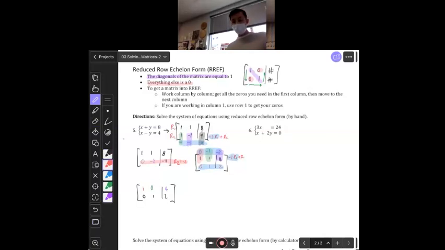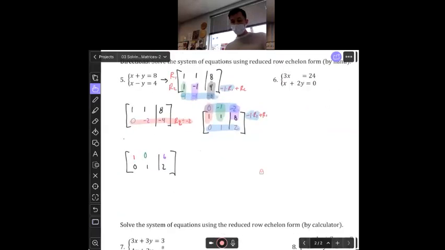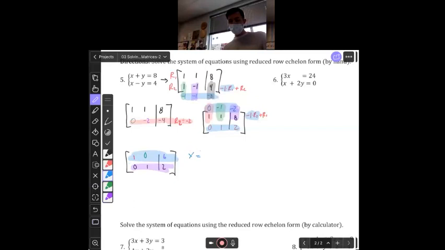So the last step here is just interpreting what we have, right? Making sense of this matrix back as equations. That top row says 1x, no y's, is equal to 6. X equals 6. Bottom row says no x's, 1y, is equal to 2. So y equals 2. So we know our point, 6, 2.